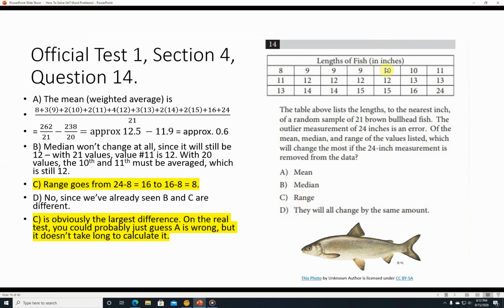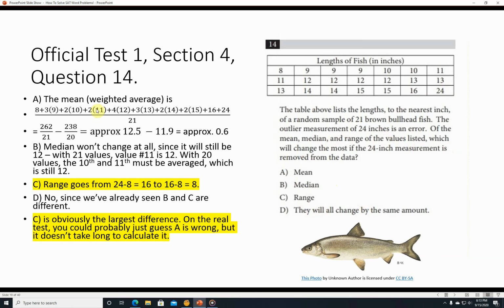Okay. So, official test number 1, section 4, question 14. The lengths of fish in inches. So, the table above lists the lengths to the nearest inch of a random sample of 21 brown bullhead fish. The outlier measurement of 24 inches is an error. So, the very biggest one, 24, that's an outlier. It's an unusual value, and in fact, it's an error. So, of the mean, median, and range of the values listed, which will change the most if the 24-inch measurement is removed from the data? The mean, median, range, or they will all change by the same amount.